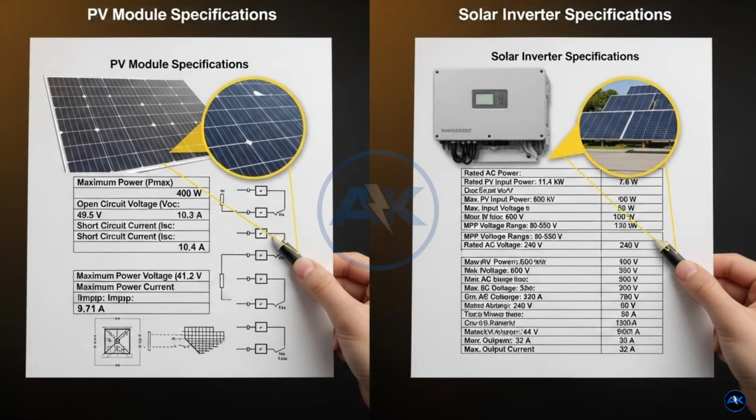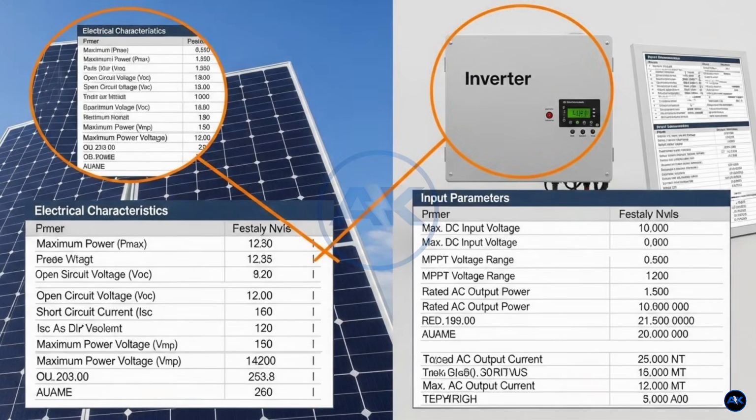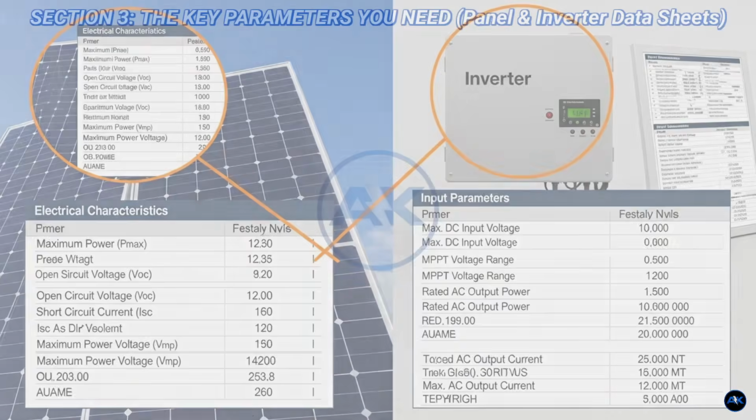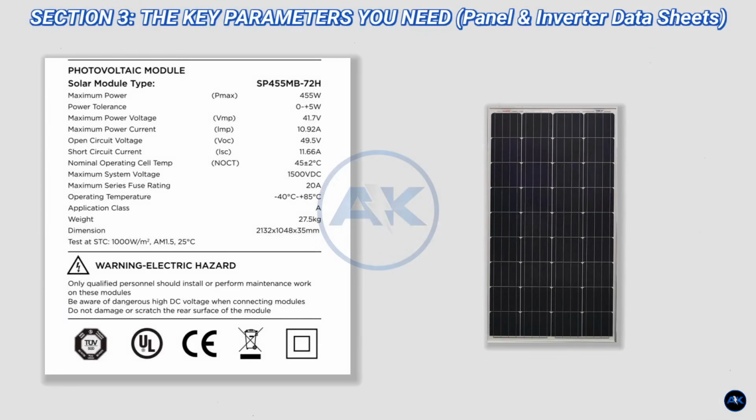Section 3. The key parameters you need, panel and inverter datasheets. Alright, to size a string, you need two key documents, your solar panel datasheet and your inverter datasheet. Let's break down what to look for. From your solar panel datasheet, you need VMP, voltage at maximum power, the voltage where the panel produces its most power. VOC, open circuit voltage, the maximum voltage the panel can produce when no load is connected.